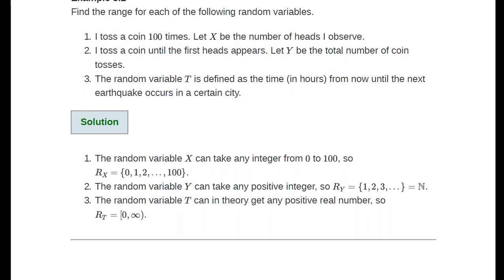The solution. Number 1. The random variable X can take any integer from 0 to 100. Number 2. The random variable Y can take any positive integer from 1 to n. Number 3. The random variable T can, in theory, get any positive real number from 0 until infinity.